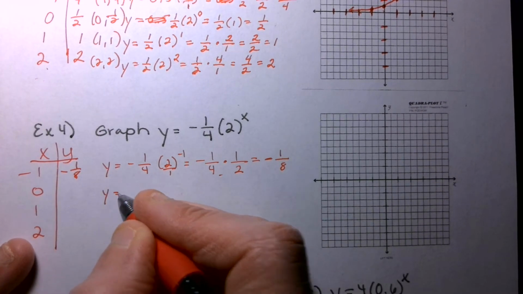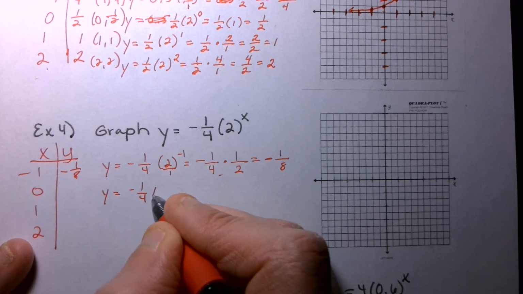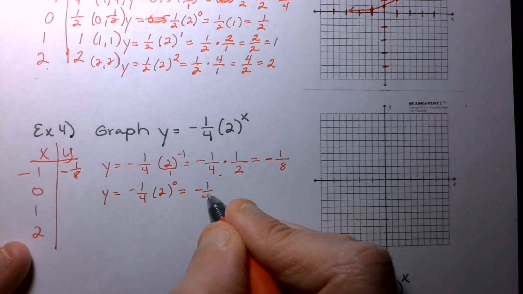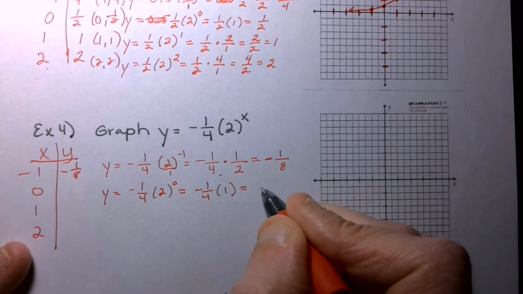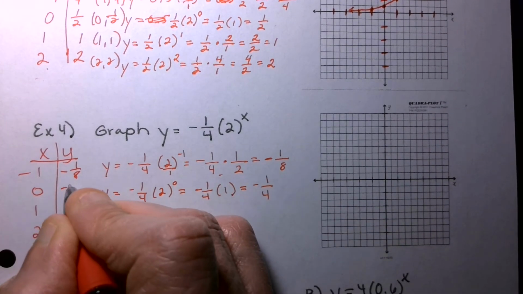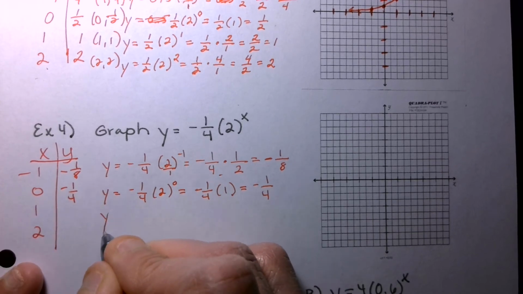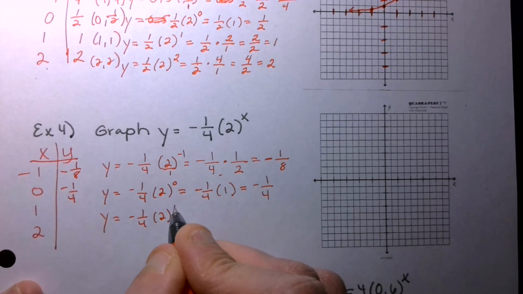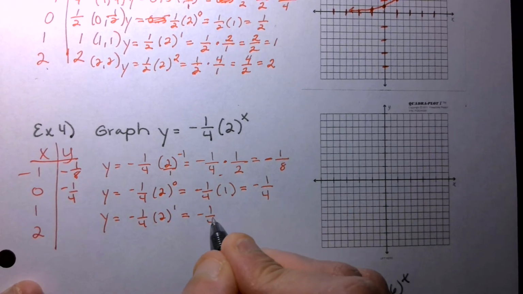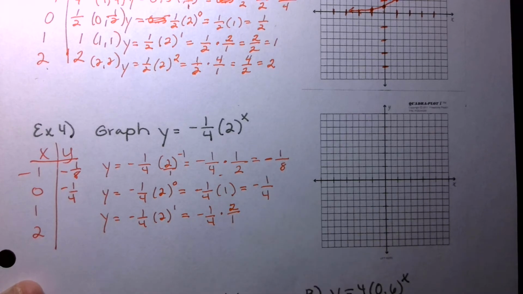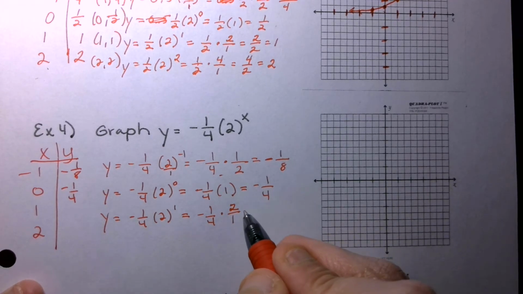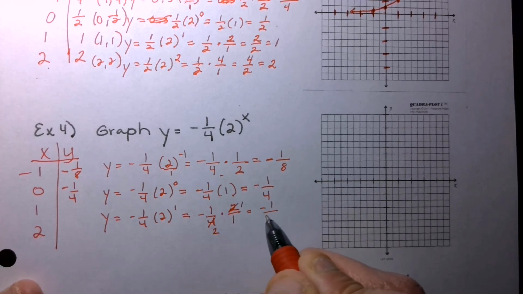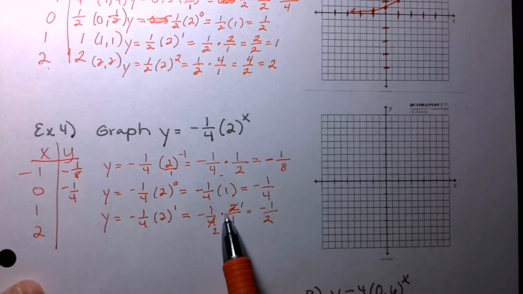All right, so I've got -1/4 times 2 raised to the 0 now. Remember, anything to the 0 power is 1. -1/4 times 1 is -1/4. Y equals -1/4 times 2 raised to the first power. So I get a -1/4 times 2. I'm going to put it over 1 so I can see those fractions clearly. You can cross cancel if you'd like, and you get a -1/2 because you can divide those each by 2.